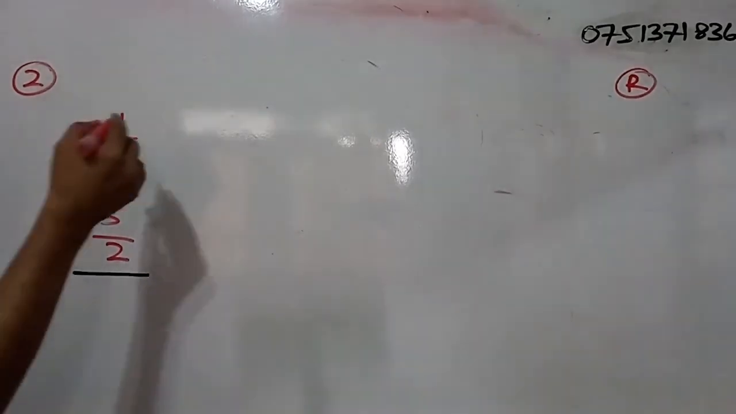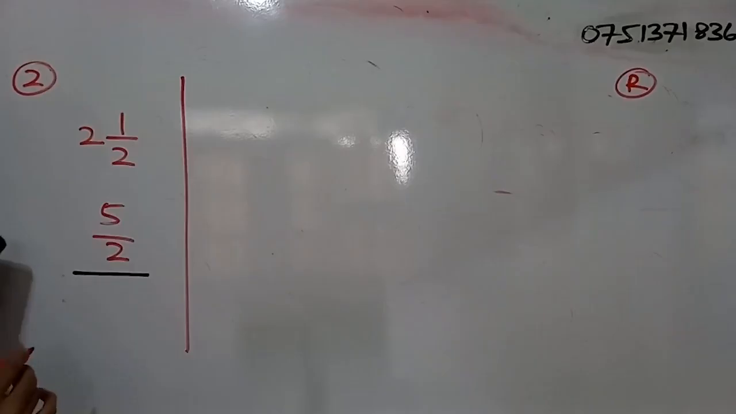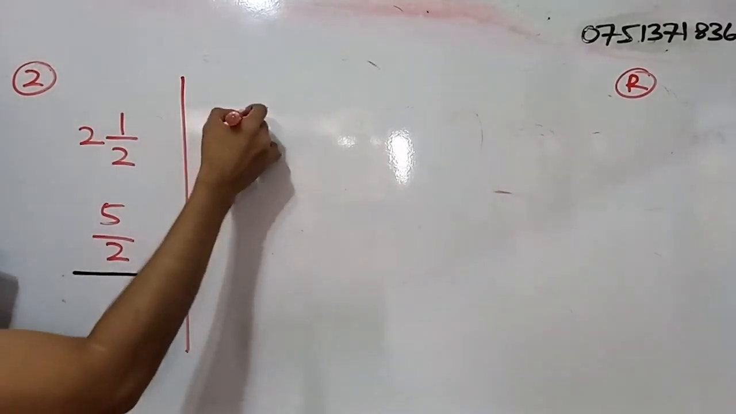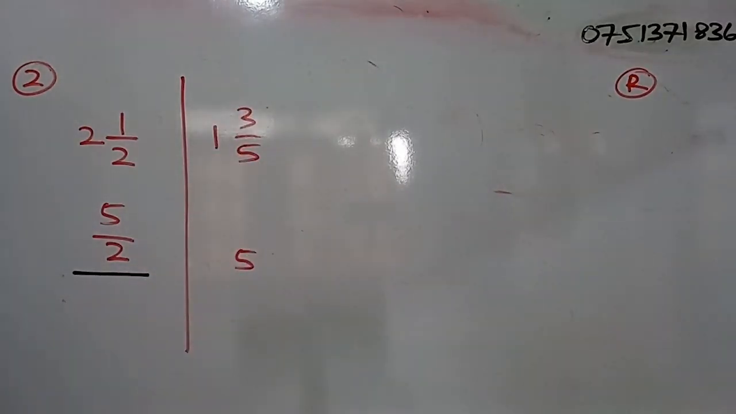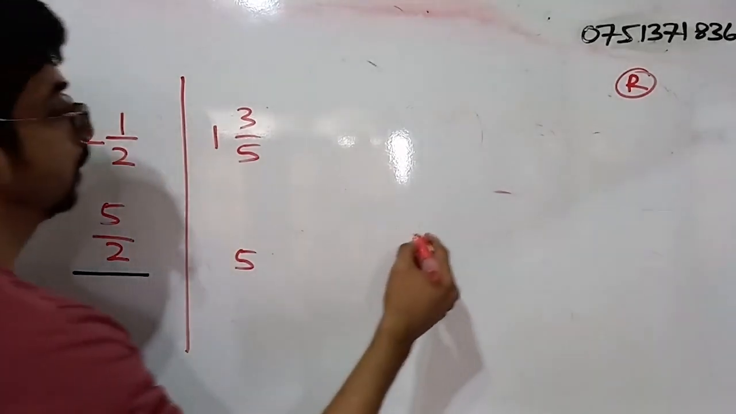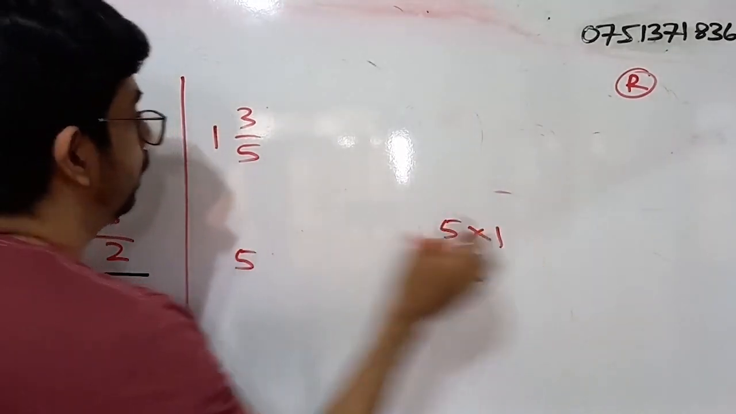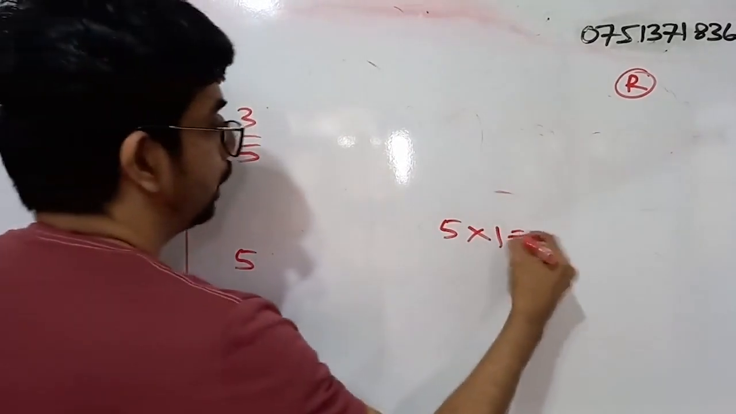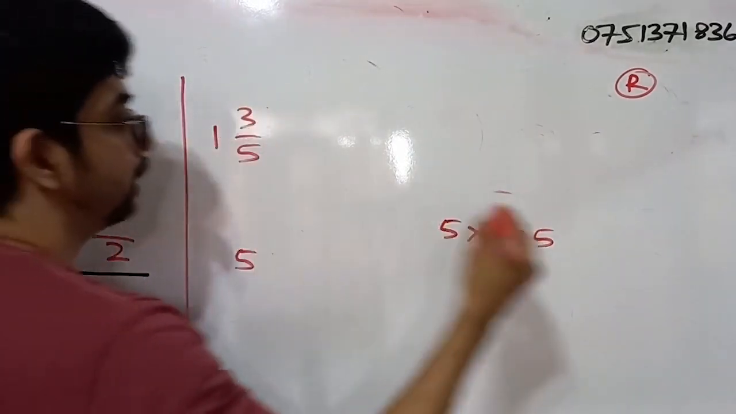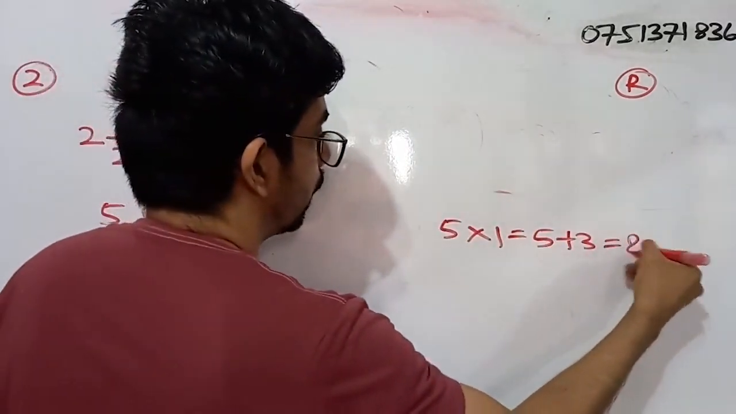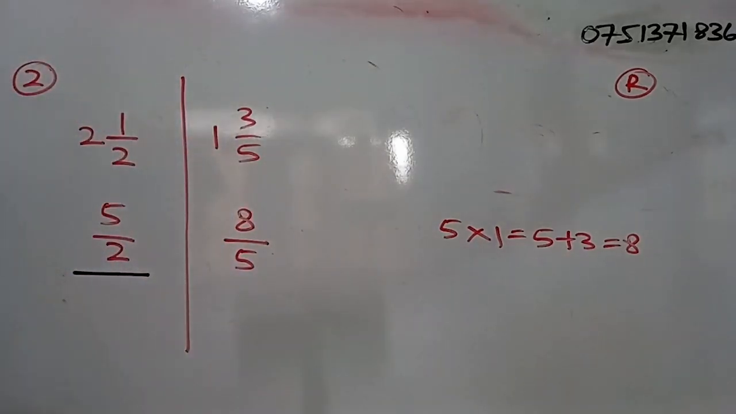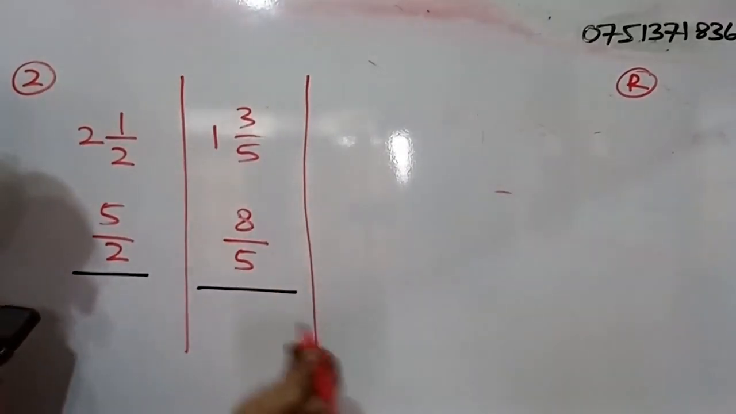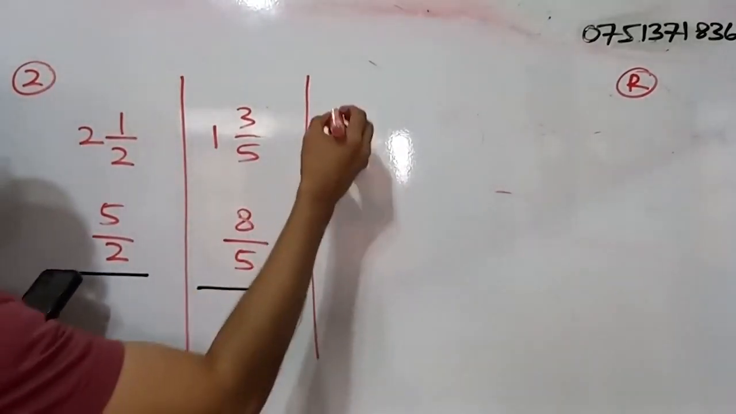So the next one is also another mixed number, 1 and 3 by 5. So the denominator will be the same. How do we calculate the numerator? 5 times 1, that is 5, and add a 3. So we get 8. So this will be 8 by 5.